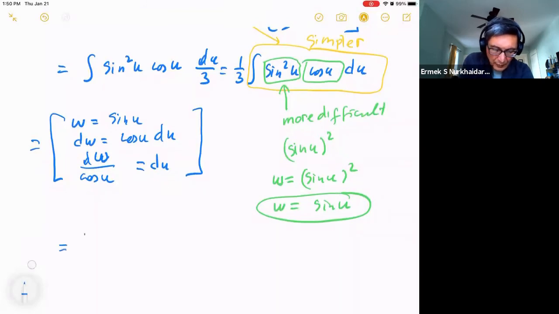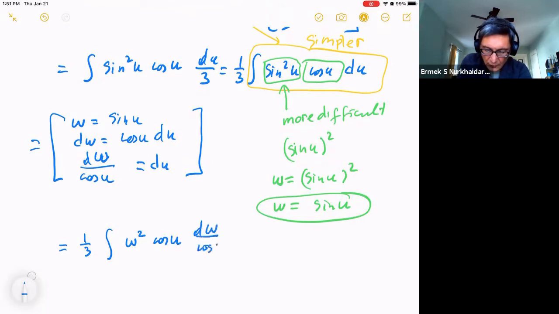Okay, so don't forget that 1/3 integral. Sine squared u, we can write it as sine of u, squared. So we're going to get w squared cosine u. du is dw over cosine u. So in this case, cosine and cosine cancel out. So we have 1/3 integral w squared dw. And that is an easy enough integral now. So we should be able to finish it.